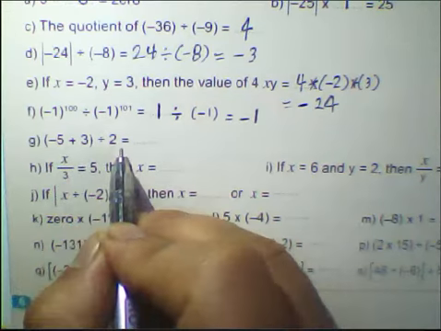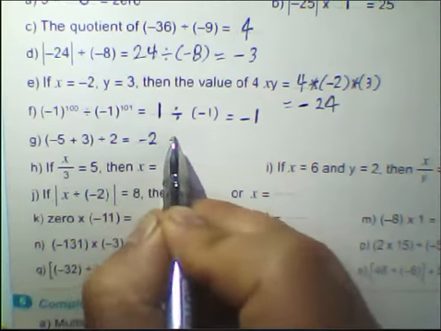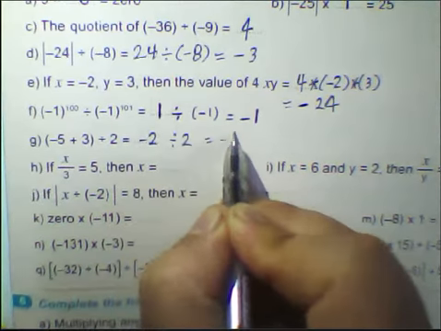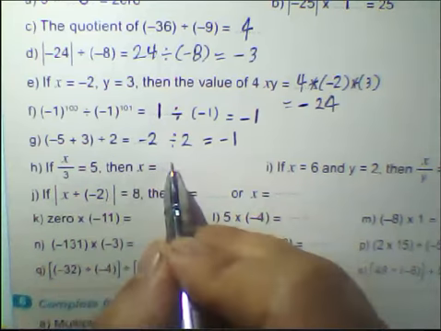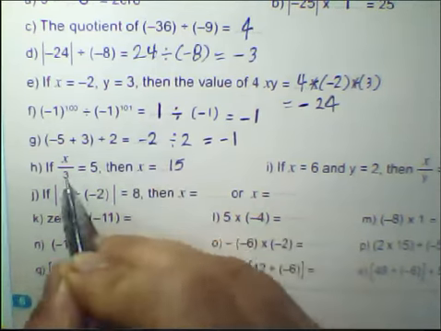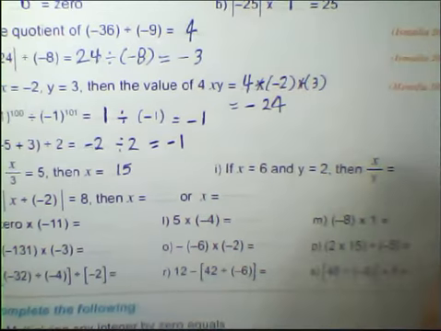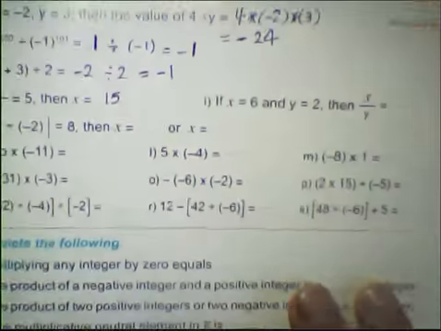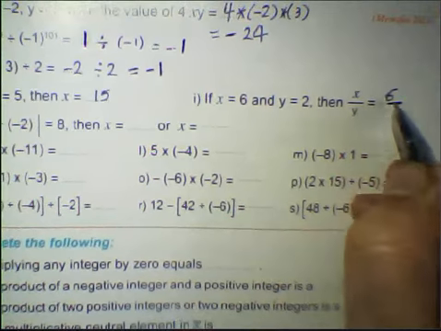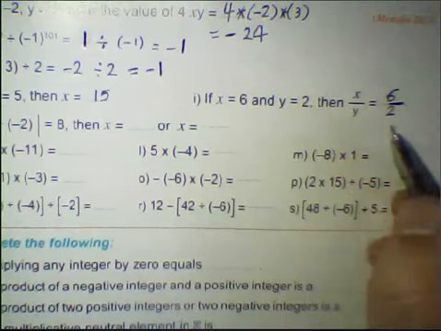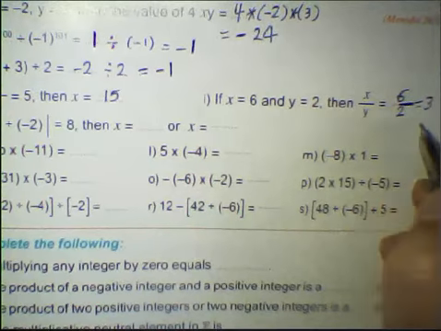Negative 5 plus 3, divided by 2, equals negative 5 plus 3 equals negative 2, divided by 2 equals negative 1. If x over 3 equals 5, then x equals 15, because 3 times 5 equals 15. If x equals 6 and y equals 2, then x over y equals 6 over 2. So the result will be 3, because 6 divided by 2 equals 3.